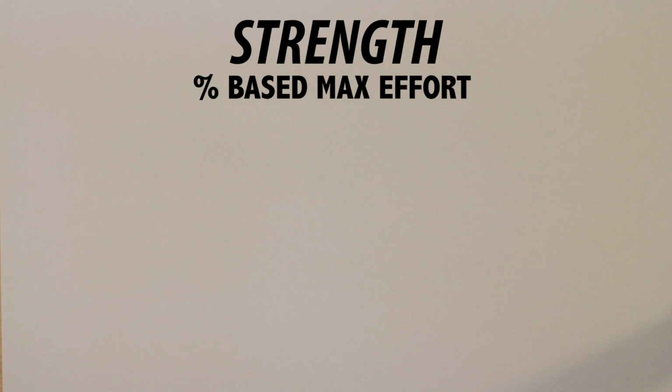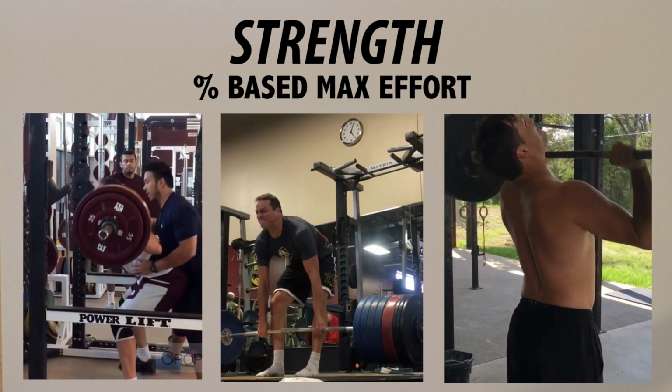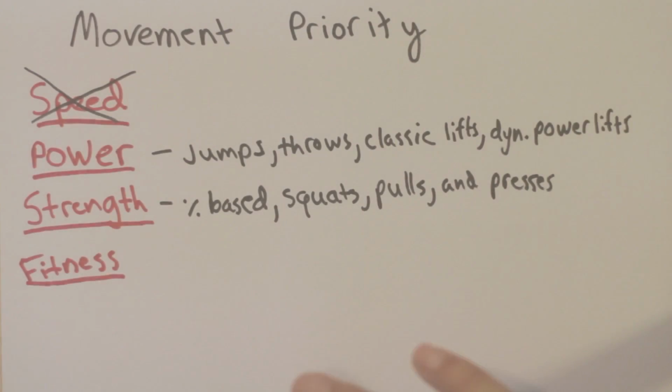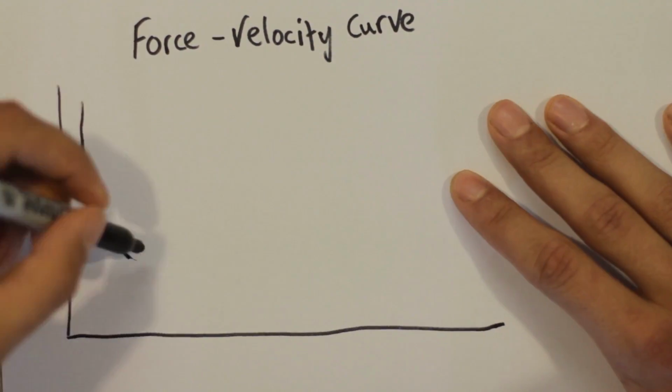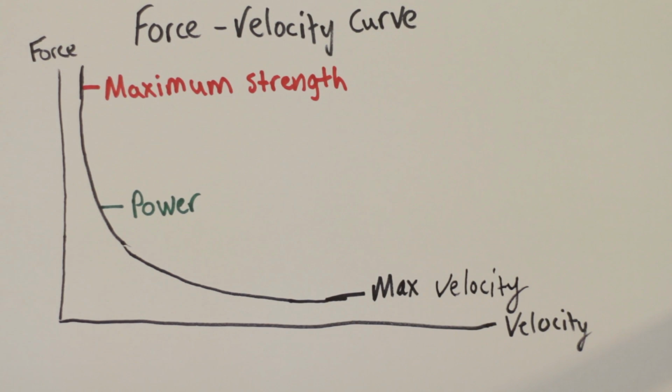After that is strength. Now, when improving your maximum strength, this section will be your bread and butter section. This will consist of your percentage-based squats, pulls, and presses for the most part. You'll notice that power and strength work are in varying places on the force velocity curve. It's important to understand that when your goal is to improve your pure maximum strength, the barbell will not move with high velocity.